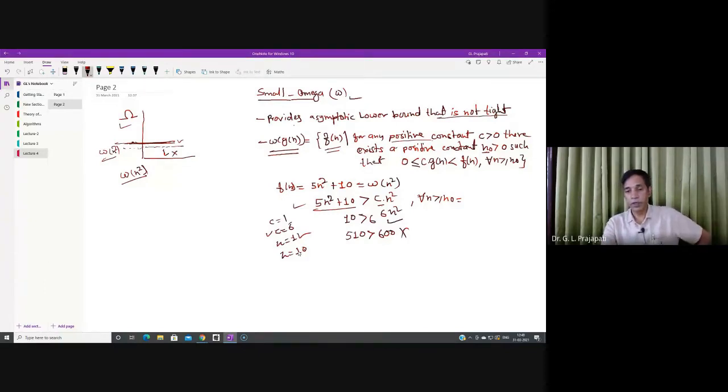and this condition fails. This is not true. So for C equal to 6, this condition holds true for n equal to 1 only. But if n tends to infinity, means n is sufficiently large, then this condition is not going to be satisfied.